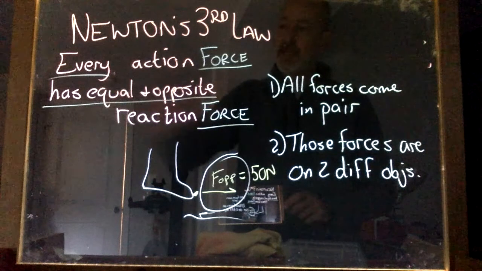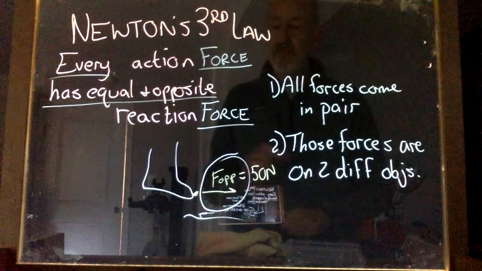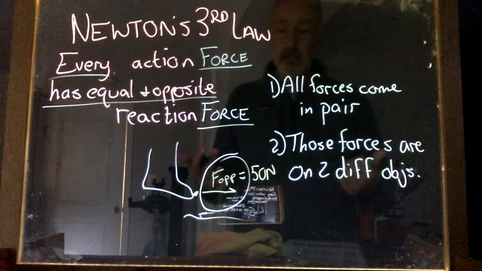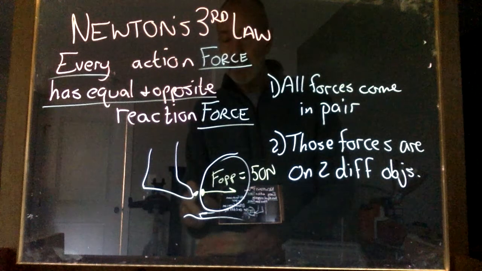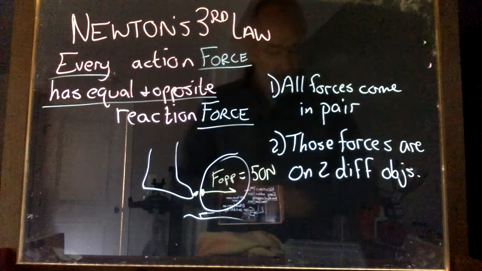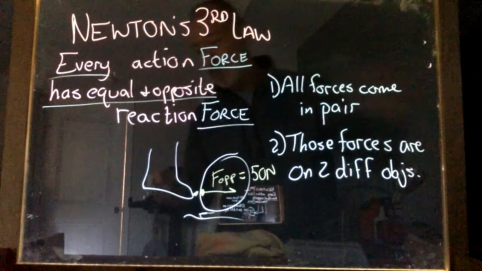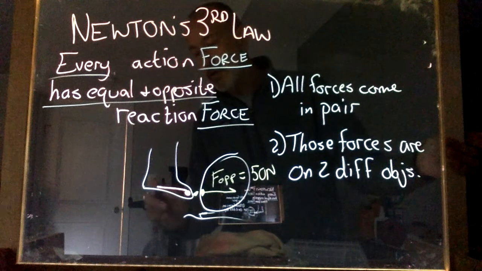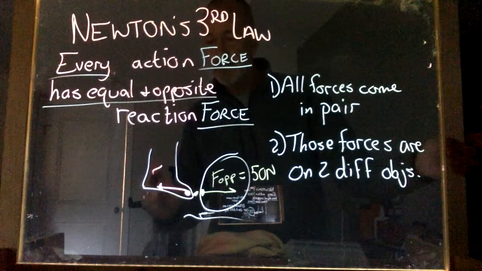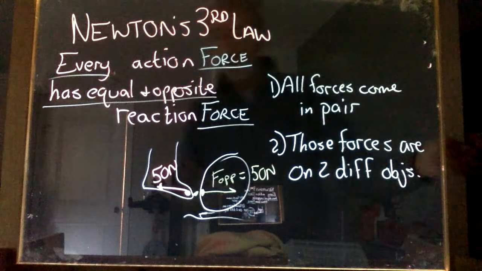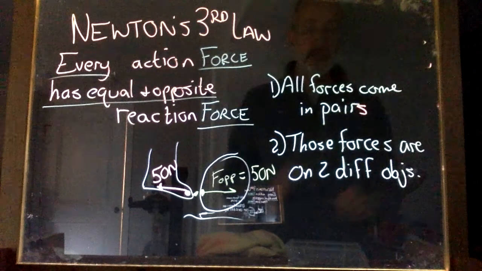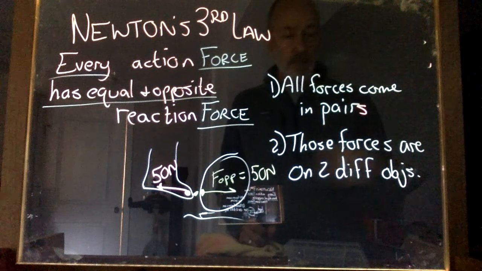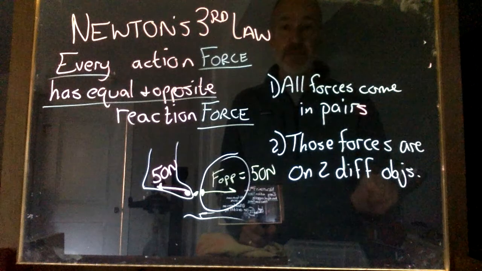Every force has an equal and opposite force associated with it. And the force that's equal and opposite is, there's the force of your foot on the ball. Here's the force of the ball on your foot, 50 newtons. So those forces come in pairs. But the forces are on two different objects.